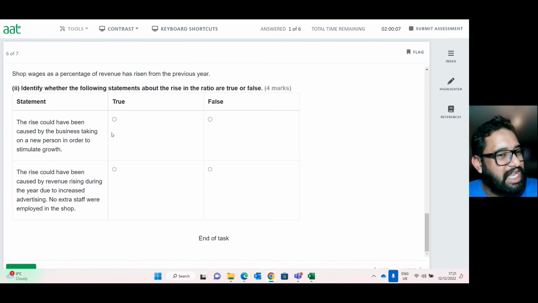But for now, the new expense is going to be incurred because we employ somebody new. So that is true. The rise could have been caused by revenue rising during the year due to increased advertising. No extra staff were employed in the shop. That makes no sense, because your shop wages increase could only be because I have employed somebody. If they say there's no newly employed staff, then that is false.